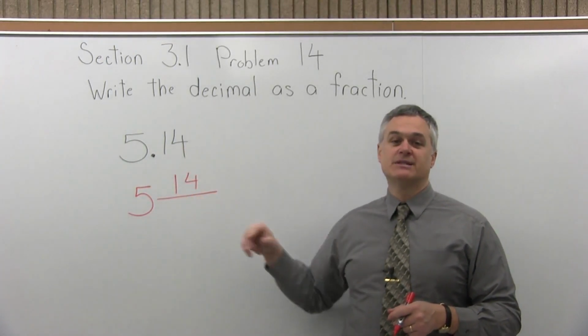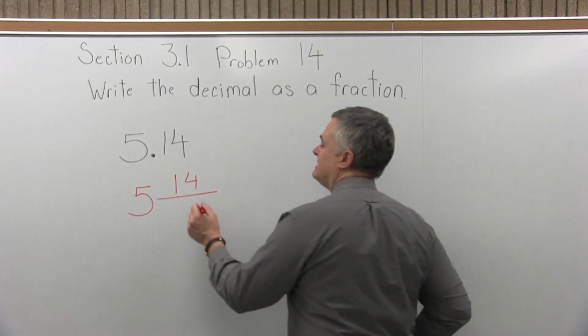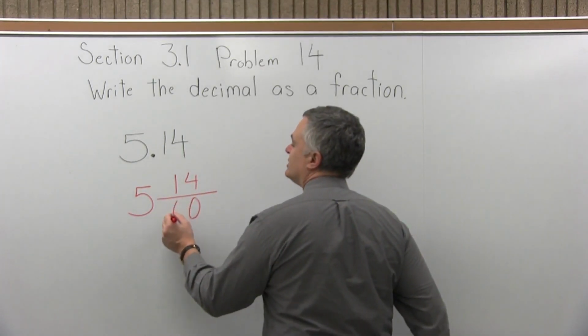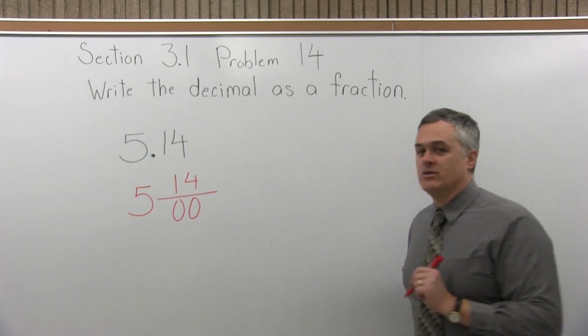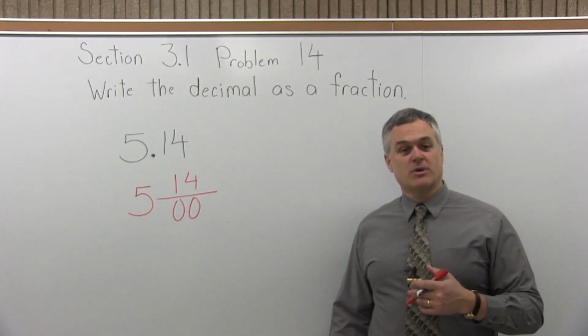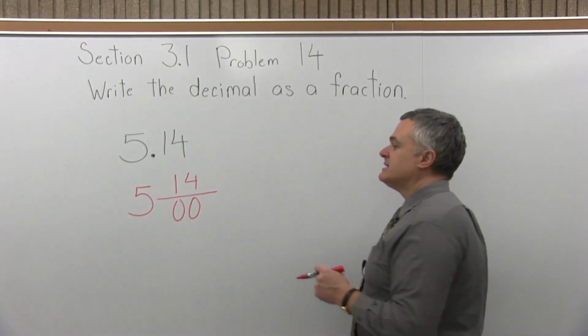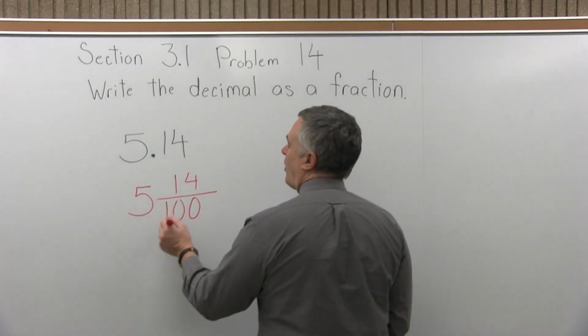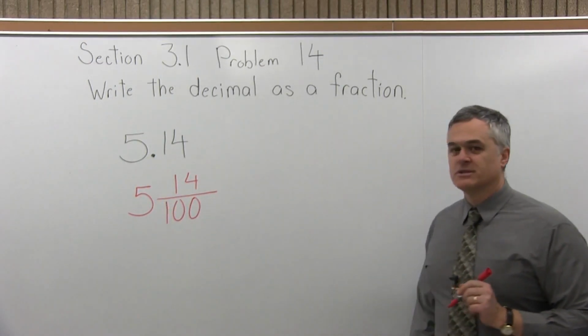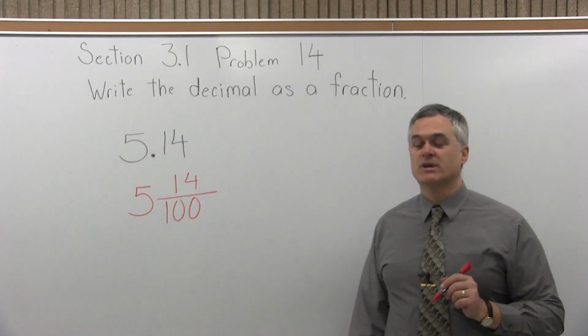So I've done that. Step 2, put a 0 under each digit that's in the numerator. The numerator has 2 digits, so the denominator gets 2 zeros. Step 3, put a 1 in front of the bottom zeros. So I have 5 and 14/100ths.